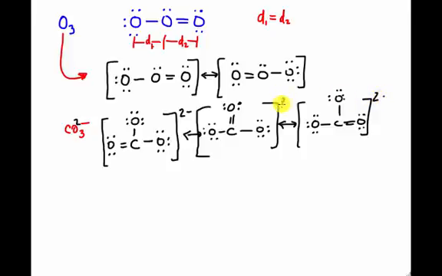2 minus, 2 minus. Okay, and there is your resonance structures for carbonate, CO3 2-.